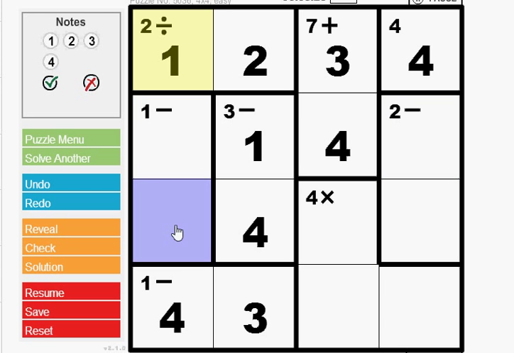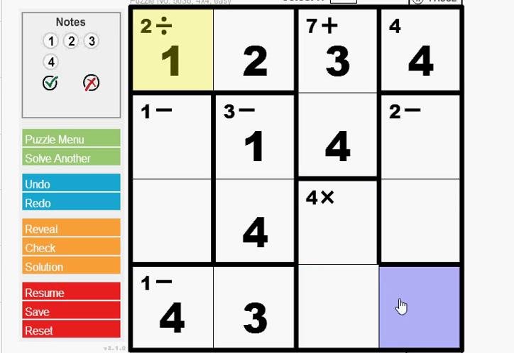Let's try this one. Again, subtraction, the result has to be 1, and my options are, we cannot use 1, we cannot use 4. So it has to be 2 and 3. But where 2 and where 3, we are not sure. Okay, so we leave it again for the time being. We don't do guesswork in KenKen.